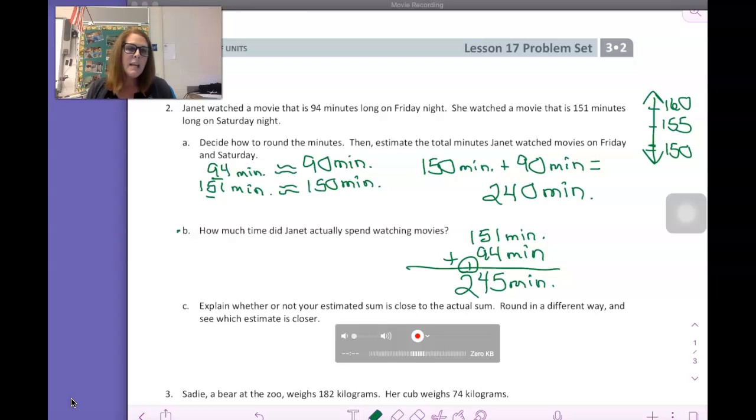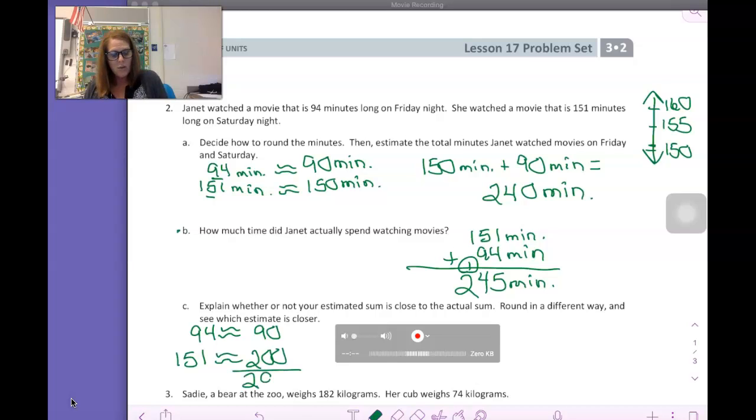Letter C says, explain whether or not your estimated sum is close to the actual sum. Round in a different way and see which estimate is closer. Well, 94, even if we round to the nearest 100, we're still going to be rounding it to 90. 94 would still round to 90 minutes. If we round 151 to the nearest 100, that would be 200 minutes. And if we add those together, we get 290 minutes. Is that close to our actual answer? It really isn't. This is more accurate.